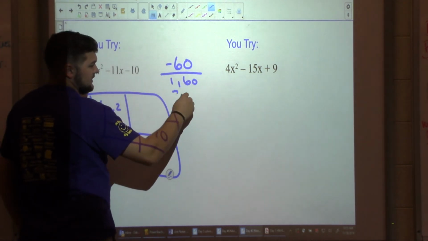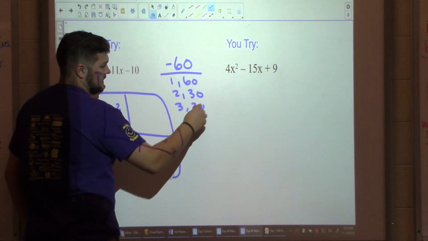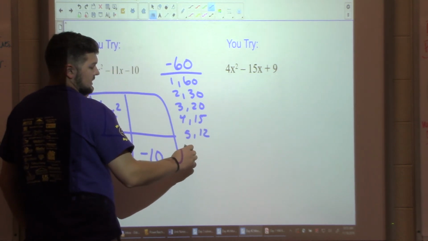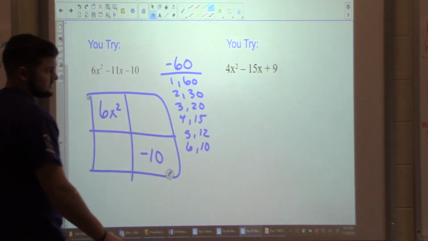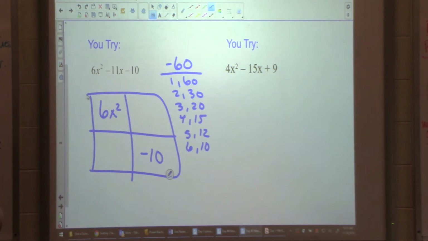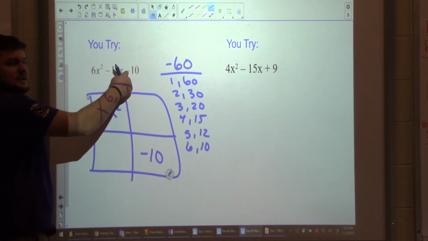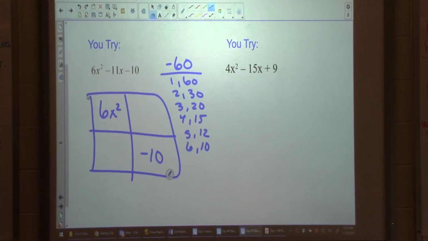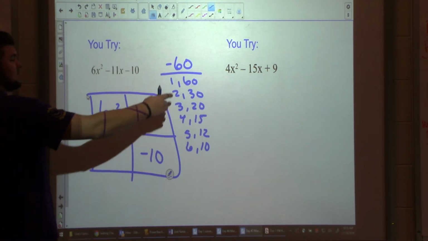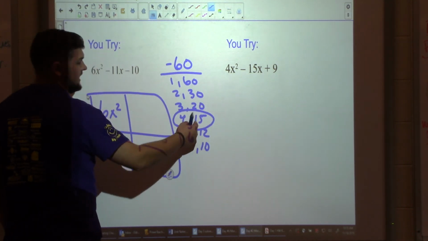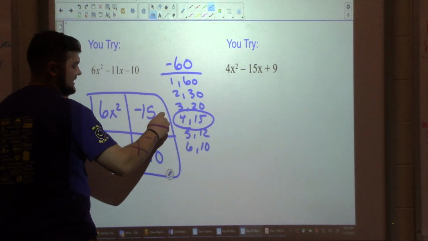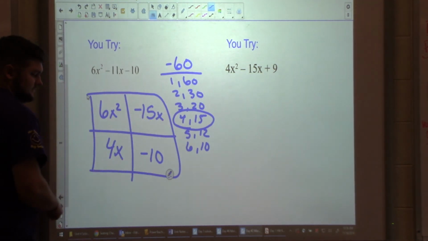So I'm going to list out all my factors. 1 and 60, 2 and 30, 3 and 20, 4 and 15, 5 and 12, 6 and 10. I think that's it. I'm looking for numbers that multiply to a negative number and add to a negative number. That tells me I need one positive and one negative. If I look at my factors of 60, negative 15 plus 4 gets negative 11. So I'm going to take negative 15x and 4x.